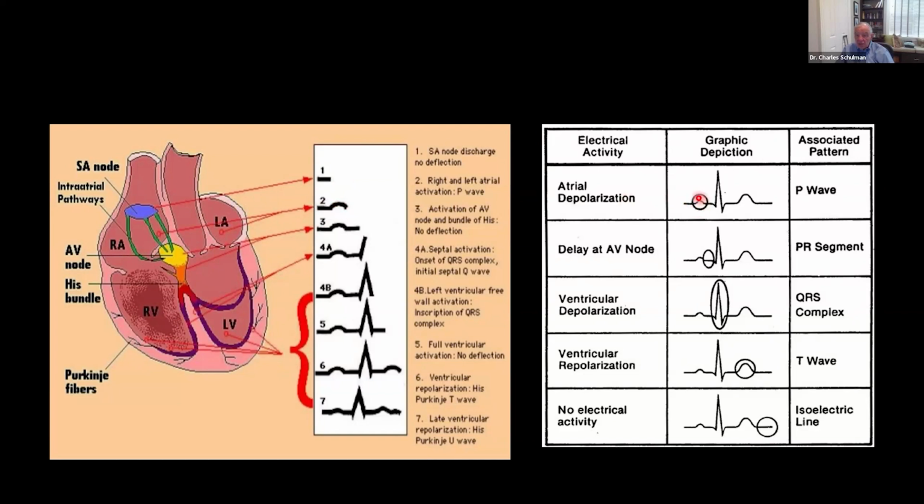So atrial depolarization is a P wave. Then there's the PR segment, which is the pause at the AV node, which does not cause a deviation. And then the QRS complex reflects depolarization of the ventricles. The ST segment and T waves represent repolarization on the clinical electrocardiogram.